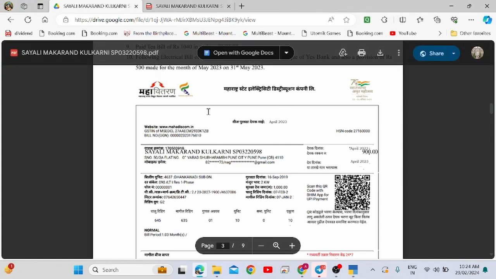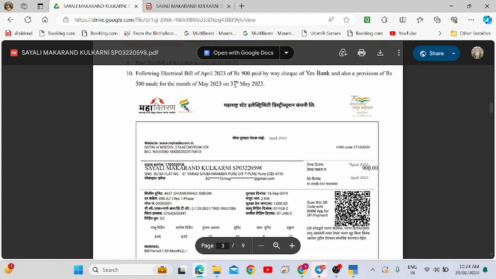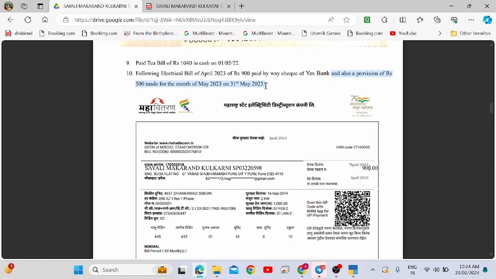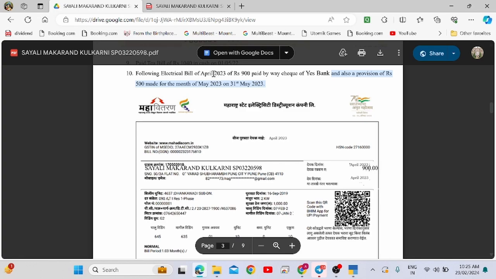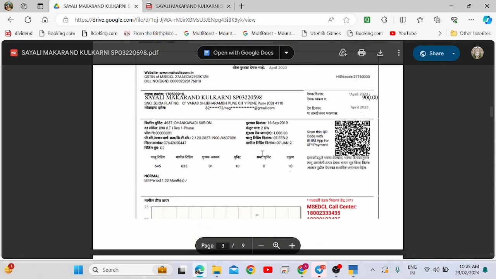On which date, on the following day, on the 31st May, sorry, on 31st May they are saying, and provision of rupees 500 made on the 31st. Provision second part on the 31st, first part I think so, you have paid April bill. Now, have they mentioned anything?